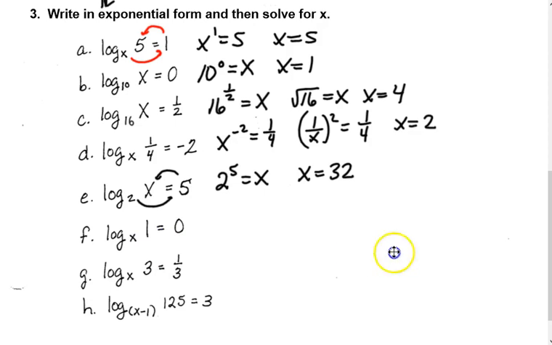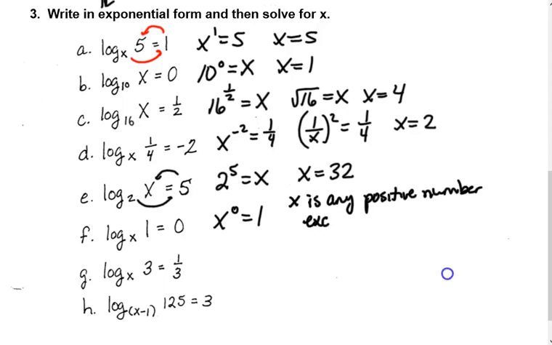Next one, x to the 0 power equals 1. And you're going, well, wait a minute, x could be anything, couldn't it? Well, that's actually a pretty good answer, except there are some restrictions. X cannot be a negative number, because even though a negative number raised to the 0 power is still 1, we are not allowed to use a negative base. So x is any positive number except x cannot equal 1. Now let me explain why x cannot equal 1.